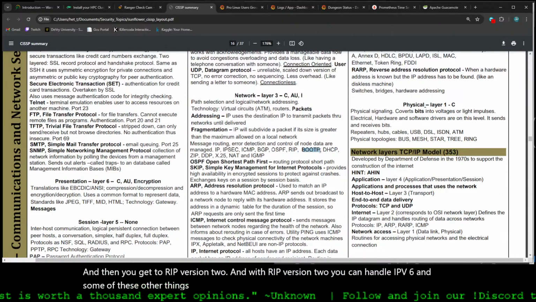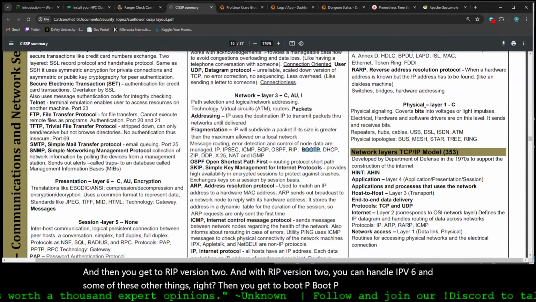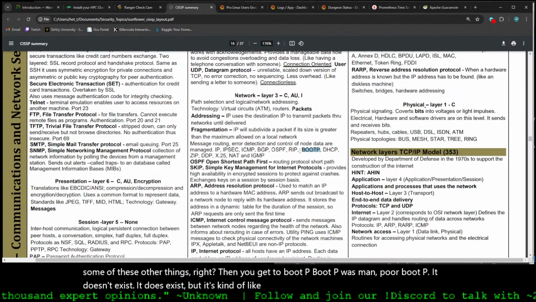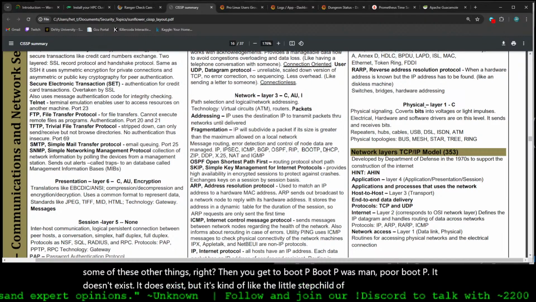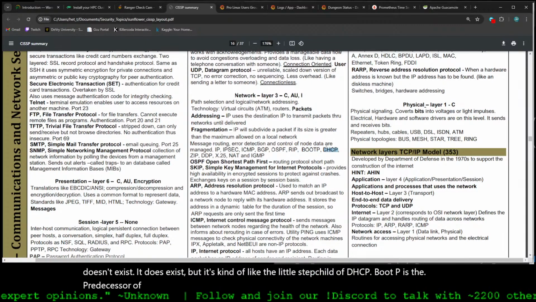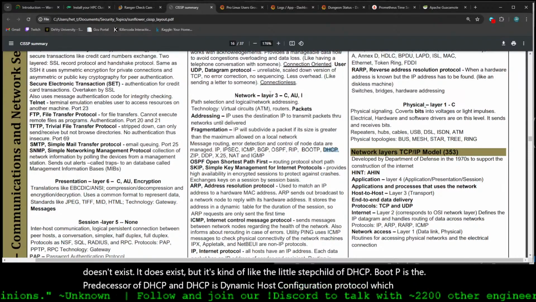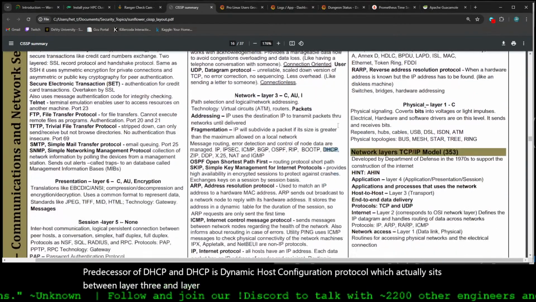Then you get to BootP. BootP was, man, poor BootP. It doesn't exist. It does exist, but it's kind of like the little stepchild of DHCP. BootP is the predecessor of DHCP, and DHCP is Dynamic Host Configuration Protocol, which actually sits between Layer 3 and Layer 2. And you say, well, how do you know that, Scott?